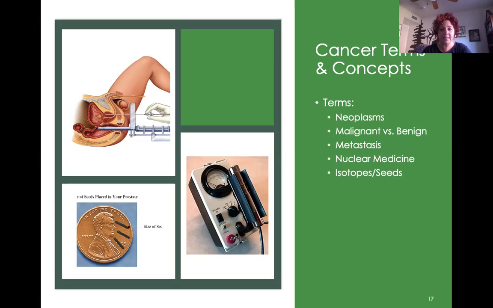As the surge tech, your responsibility, besides making sure that the oncologist doesn't just completely contaminate everything, is keeping track of how many seeds you start with, like knowing how many seeds you start with, 20, whatever, and then how many are used intraoperatively.